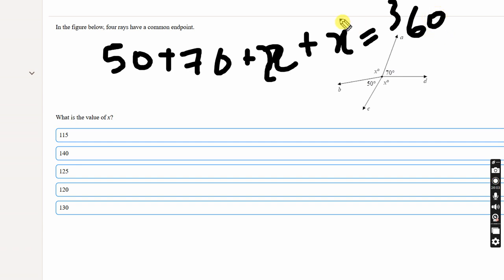So now we're just going to add 50 plus 70, that's 120. 360 minus 120 gives you 240. Now the x and x, you can add them, 2x equals 240. What is that? 120.